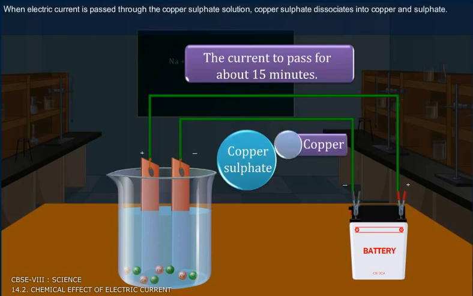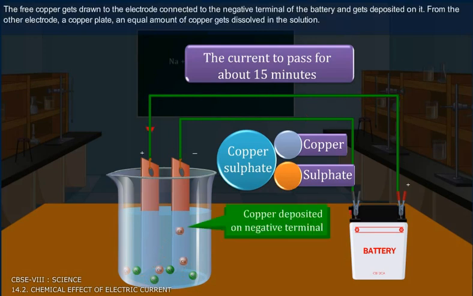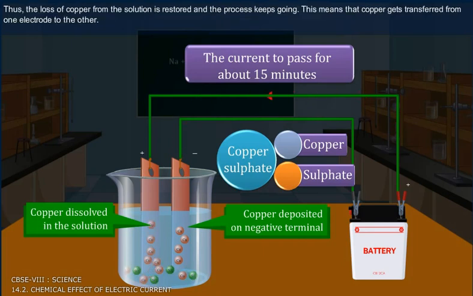When electric current is passed through the copper sulfate solution, copper sulfate dissociates into copper and sulfate. The free copper gets drawn to the electrode connected to the negative terminal of the battery and gets deposited on it. From the other electrode, a copper plate, an equal amount of copper gets dissolved in the solution. Thus, the loss of copper from the solution is restored and the process keeps going. This means that copper gets transferred from one electrode to the other.